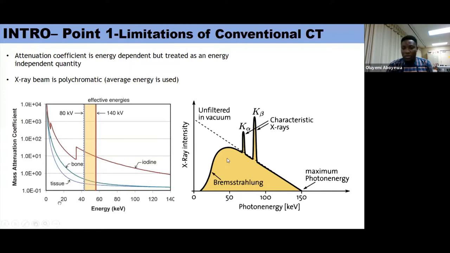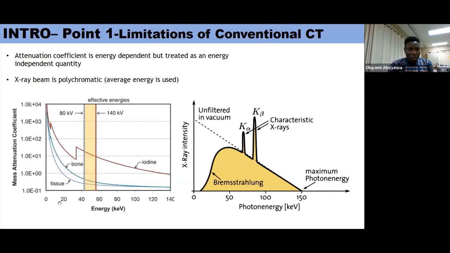We have our source, and we have the energy spectrum, the X-ray spectra. It's not just monoenergetic. It goes from low energy to some high energy, depending on our filtration. That energy dependence is factored into the actual image that we get out, but our reconstruction algorithm doesn't take that into account. It just assumes that this is a monochromatic source, and it does that by taking the average of this spectra. In that case, we are going to have an issue with beam hardening.